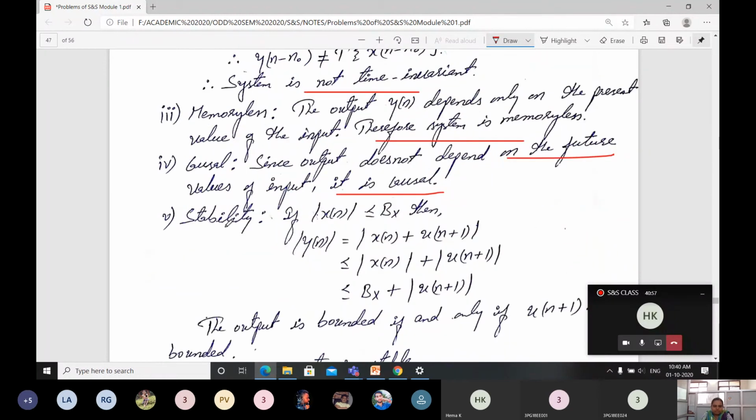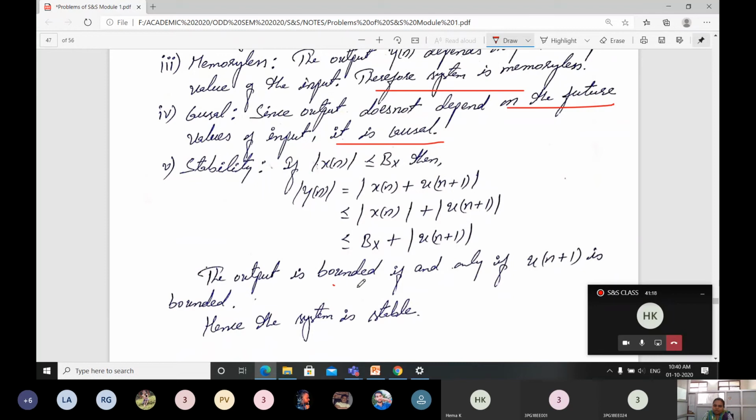Then what about the stability? If the magnitude of x of n is less than or equal to bx, then y of n is going to be x of n plus u of n plus 1 with the bounded input only. Therefore it is less than or equal to bx plus u of n plus 1. The output is bounded if and only if u of n plus 1 is bounded. In the previous one it depended on g of n, here it depends on the u of n plus 1 function. Hence the system is stable.